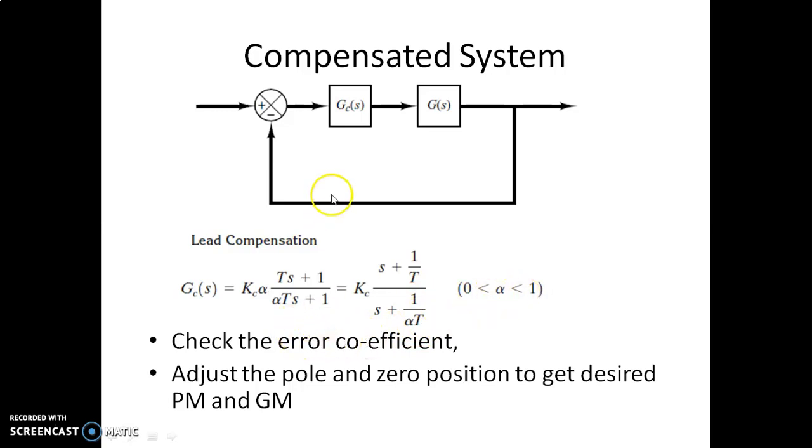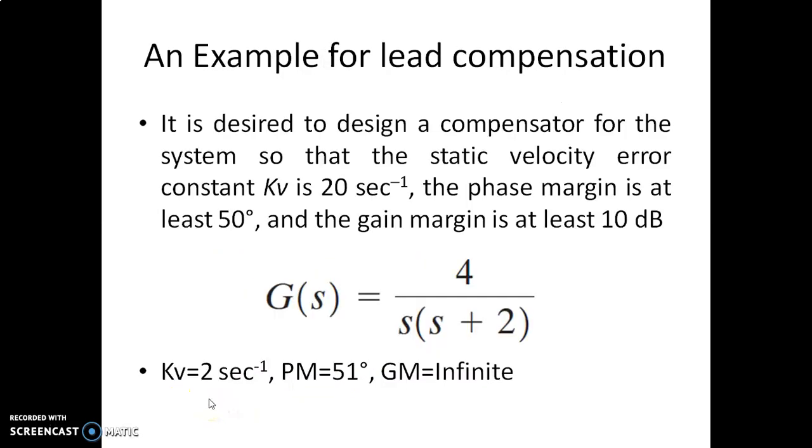We can check the error coefficient of this and then adjust the gain and adjust the poles and zeros to get the desired GM and PM. So we'll take up an example and try to find out how we compensate this system. The system has an open loop gain of 4, and it has poles at the origin and at -2 on the S plane. It is designed to have the velocity error coefficient of around 20, the phase margin should be at least 50 degrees and the gain margin should be at least 10.